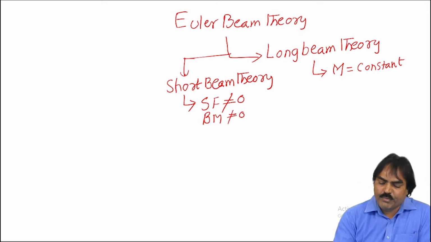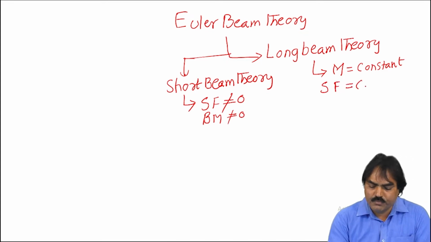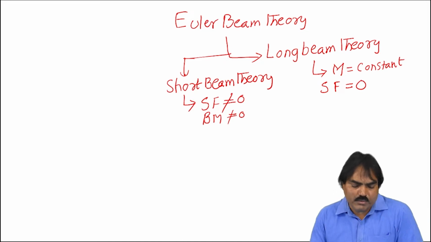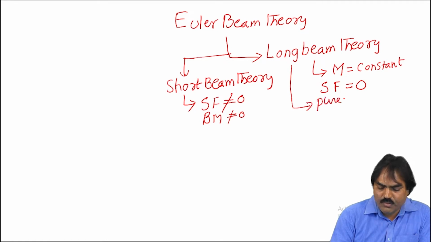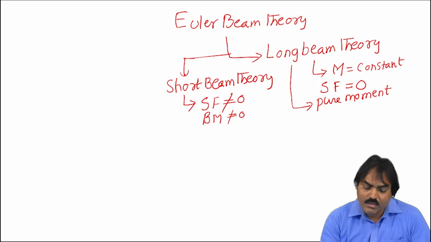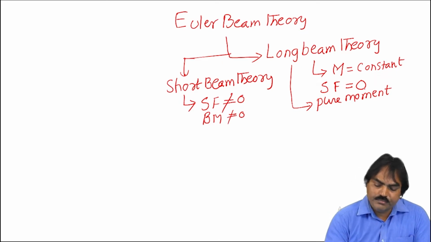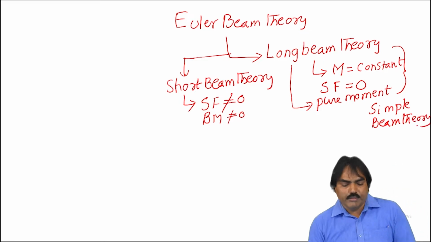In the long beam theory, bending moment is constant, but the shear force is 0. So that means pure moment. This is a beam subjected to pure moment, where the bending moment is constant and the shear force is 0. This is called the simple beam theory. This is the theory proposed.